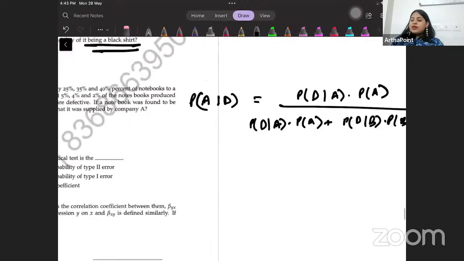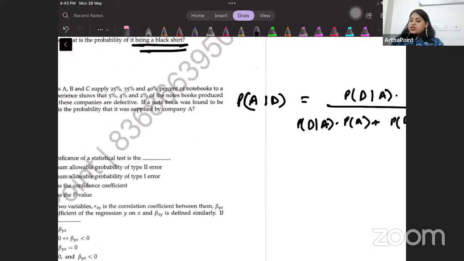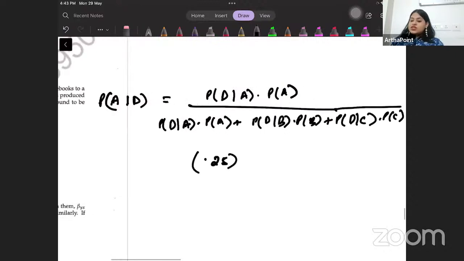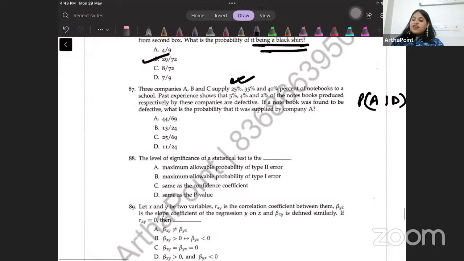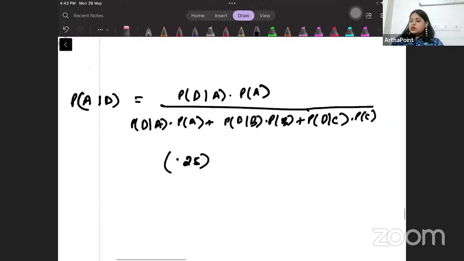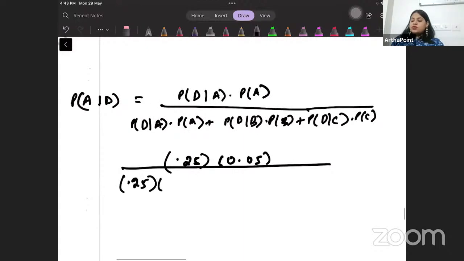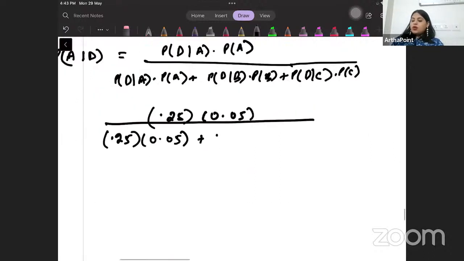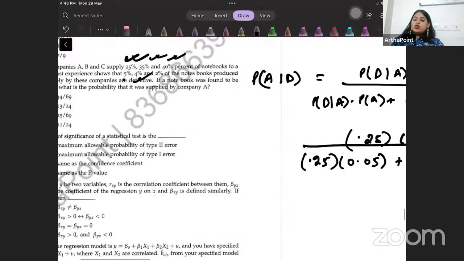So given that it is from A, what is the probability that it will be defective? 25%, so 0.25. What is the probability you will get it from A? 5%, right? So 0.05. Upon 0.25 into 0.05. What is it for B? Beta, 35% and 4%. So 0.35 into 0.04. And for C, 40% and 2%.